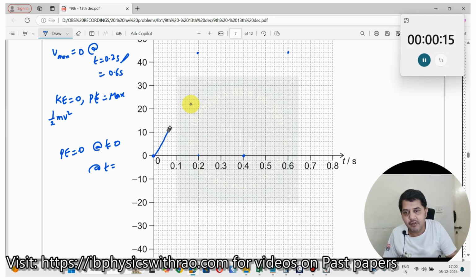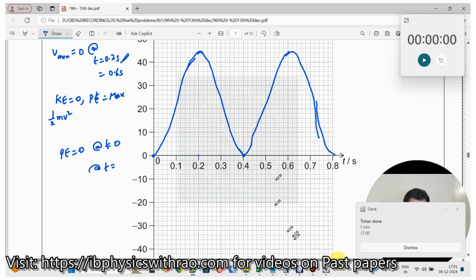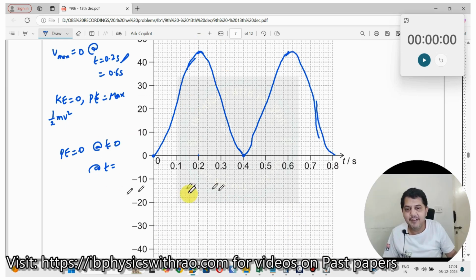So join this smoothly like this. Smoothly like this. This comes like this. This comes like this. And once again it goes like this. And this comes like this over here. Sorry, this comes like this over here. That's it. Okay, time is also up. Anyway, we were able to complete the graph.